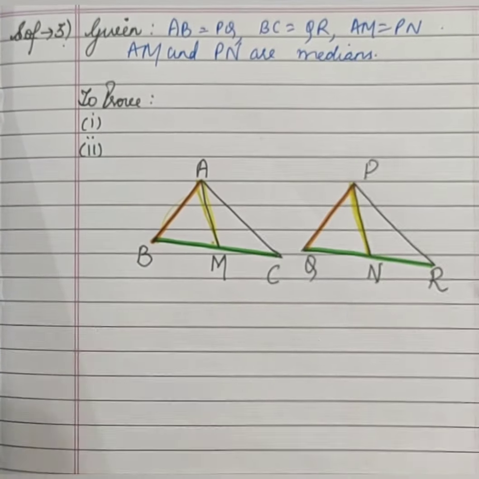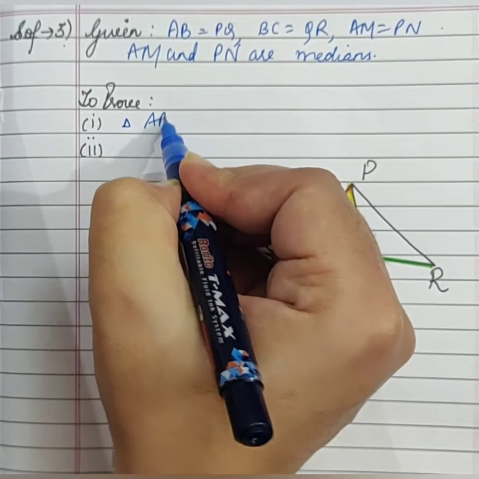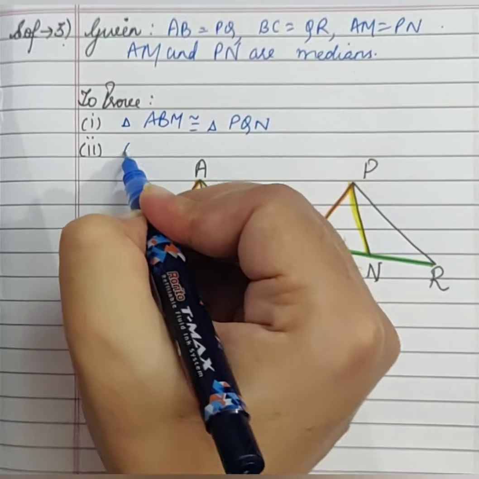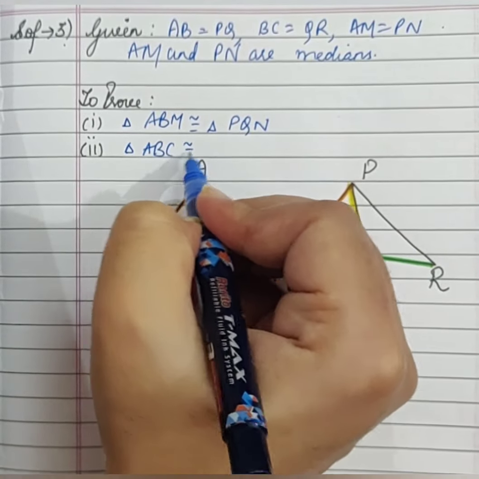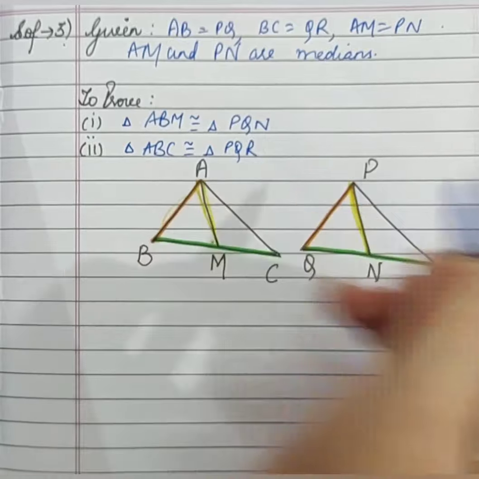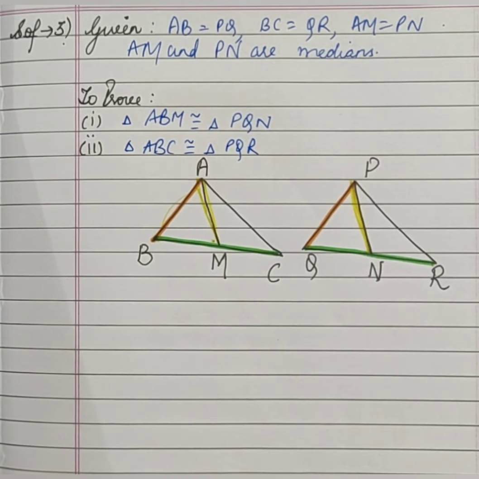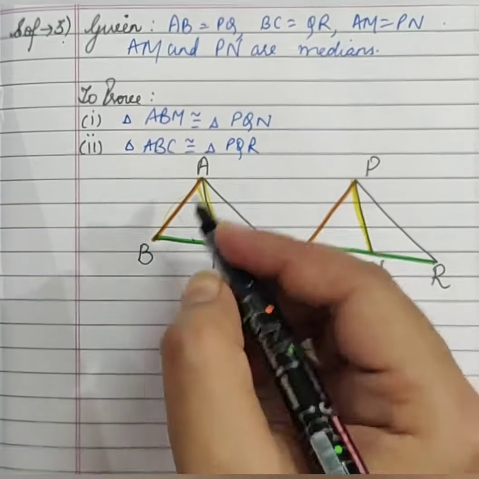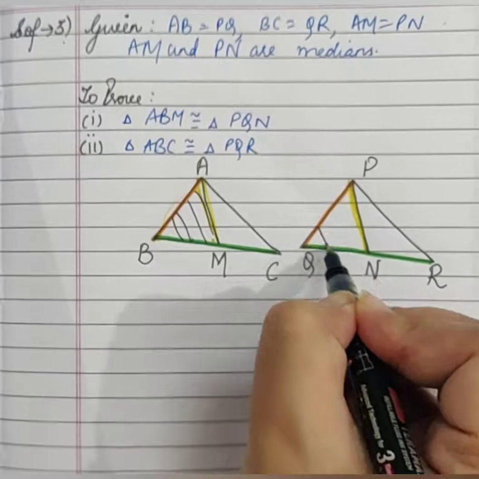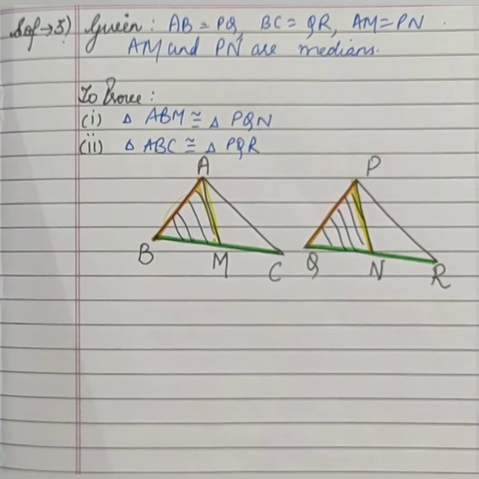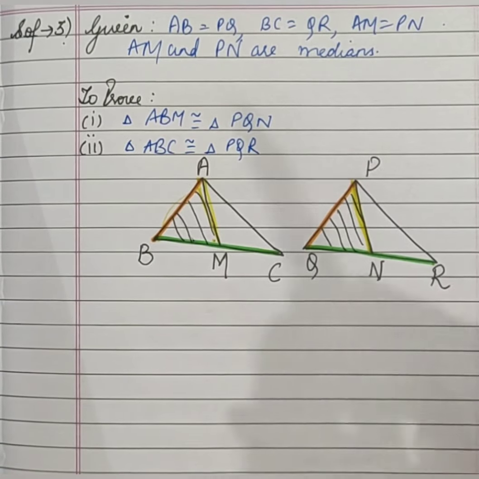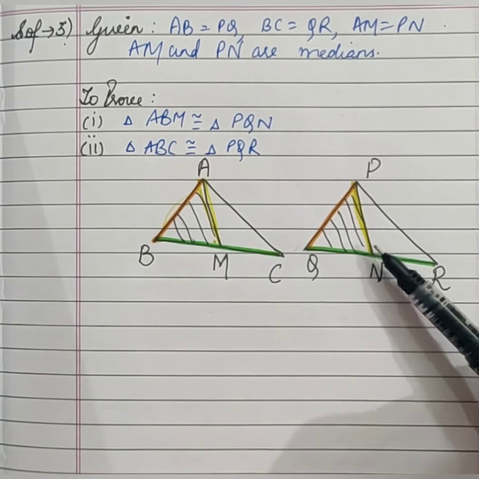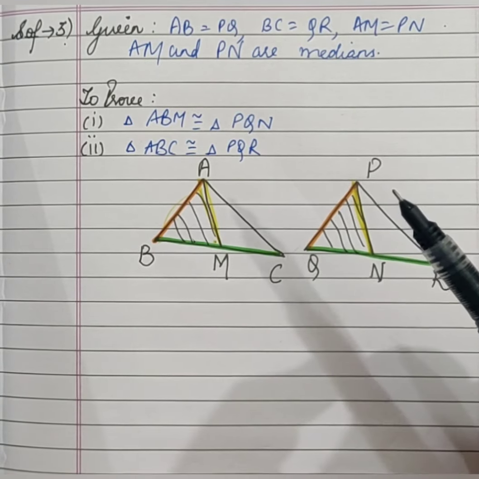What we are supposed to prove? Two parts are there. Triangle ABM is congruent to triangle PQN, and triangle ABC is congruent to triangle PQR. Now see how we'll do its proof. In the first part, we are supposed to prove ABM, that means this triangle, is congruent to PQN, that means this triangle. Now see, this condition AB is equal to PQ and AM is equal to PN. This is already given.